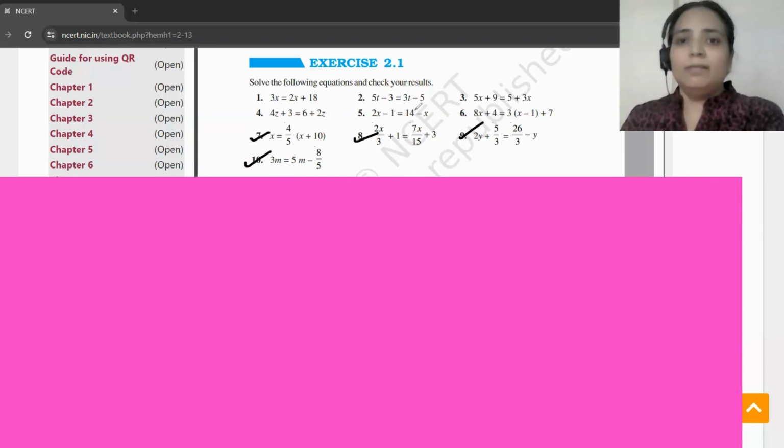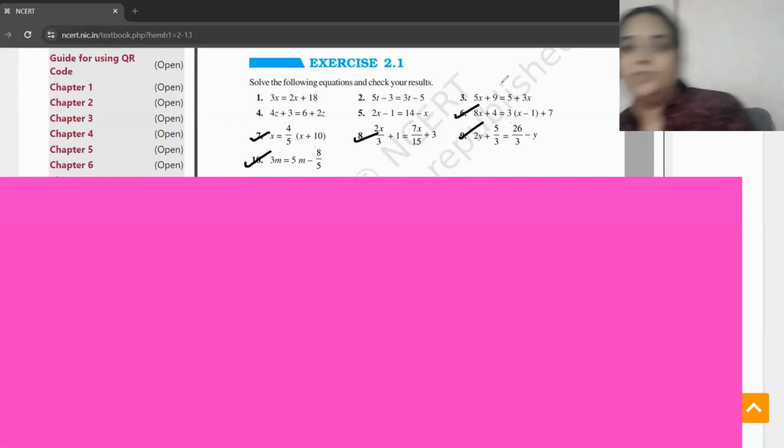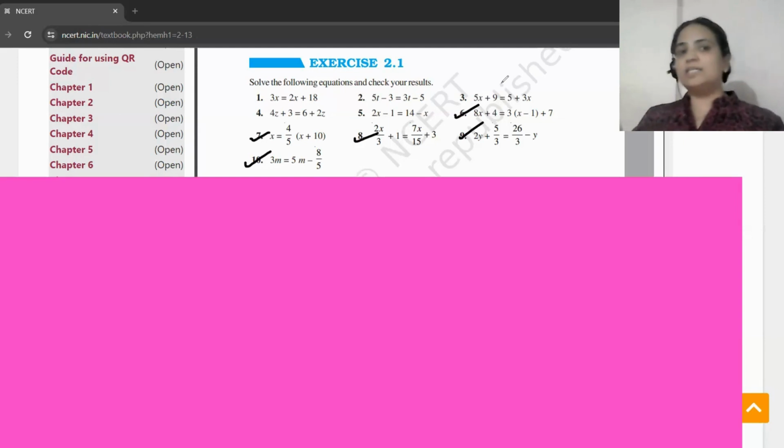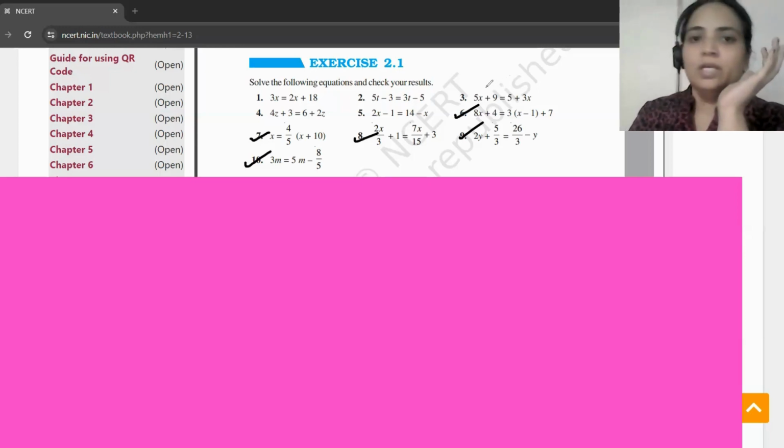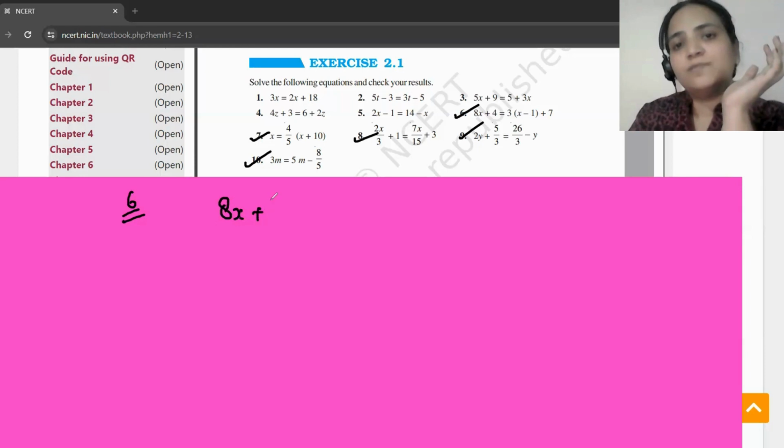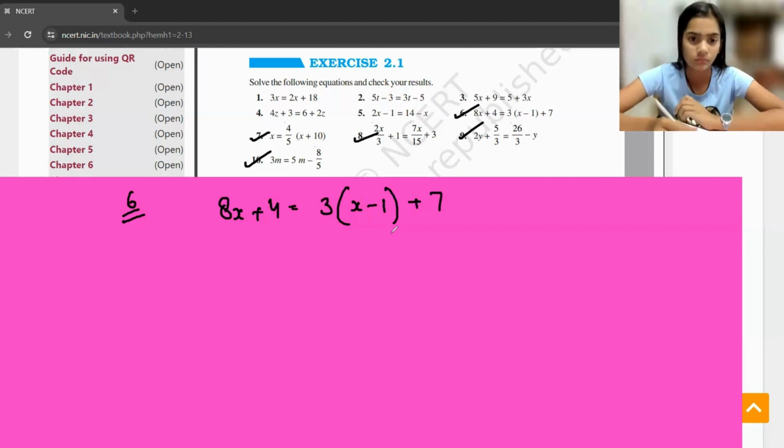Chalo. And I am doing one more for you, 6. Right? So the rest you'll do by yourself. I am starting from 6th. 6th to 10th you're doing along, and 1st to 5th you will complete as your homework. They are very simple ones. Okay. Chalo, I am starting with the 6th part. So 8x plus 4 equals 3 times (x minus 1) plus 7. Right, bache? Clear?